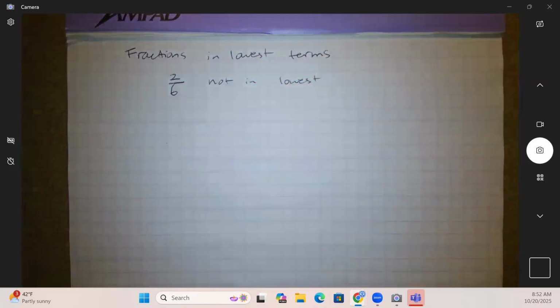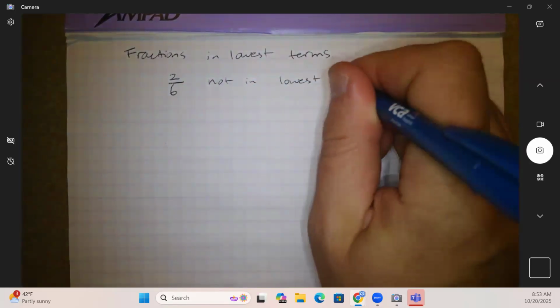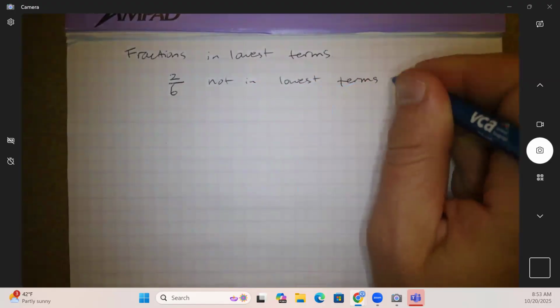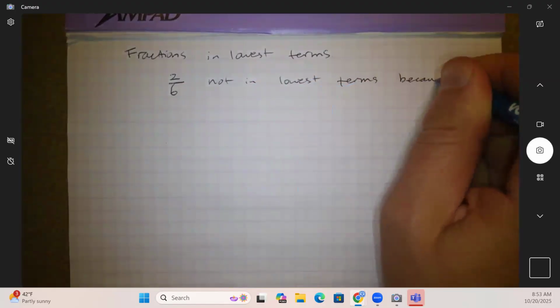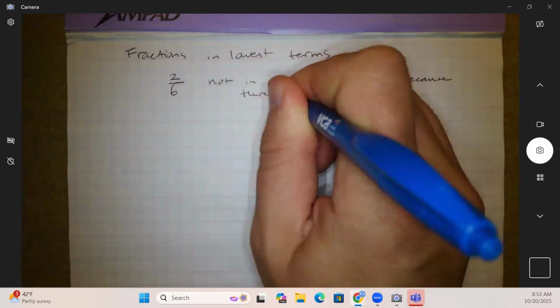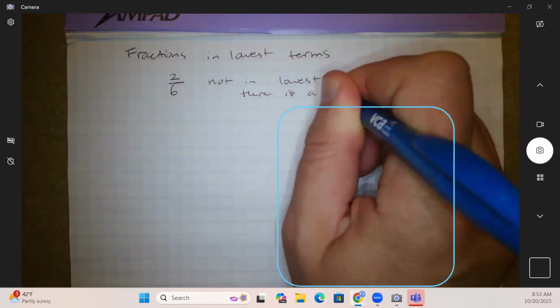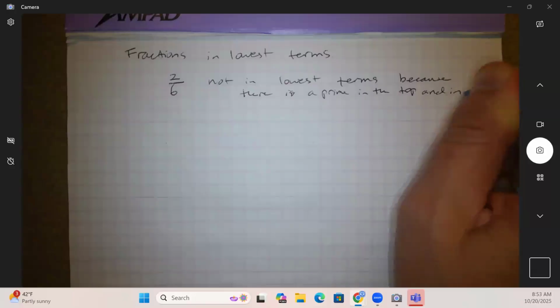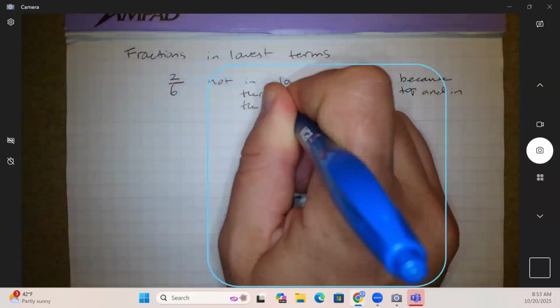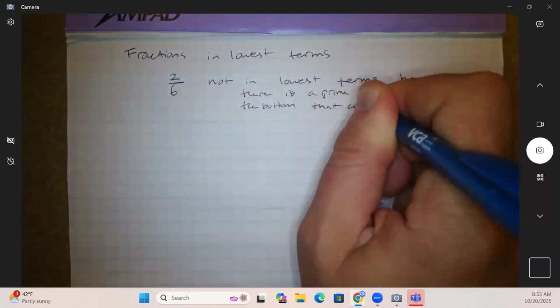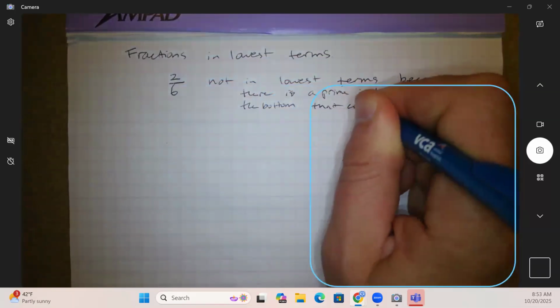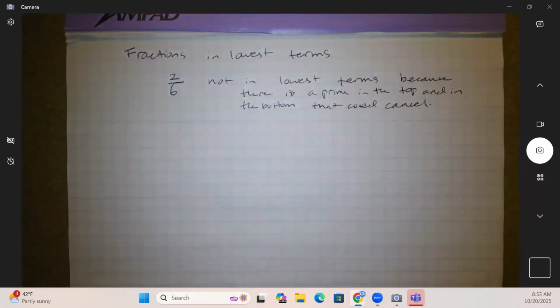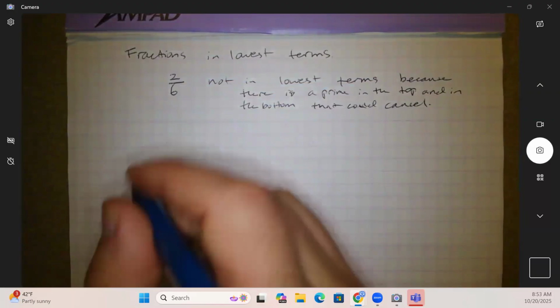So in my mathematical mind, I generally don't care if a fraction is given in lowest terms or not. It's not in lowest terms, and there's a specific reason: there is a prime in the top and in the bottom that could cancel. That's really what it means to say you're not in lowest terms, is you have a prime that's shared in the top and the bottom. Any number, but ultimately the prime.